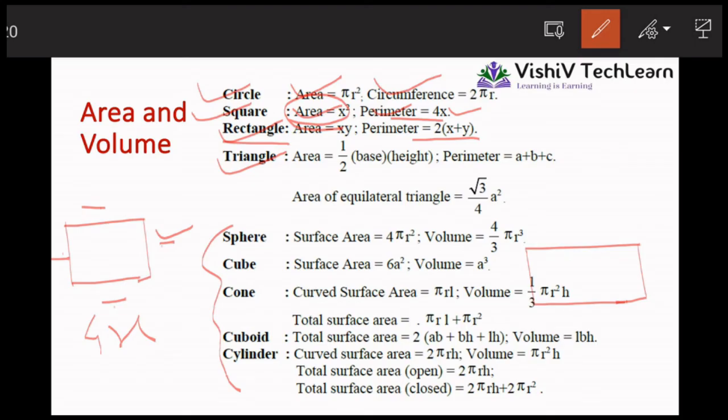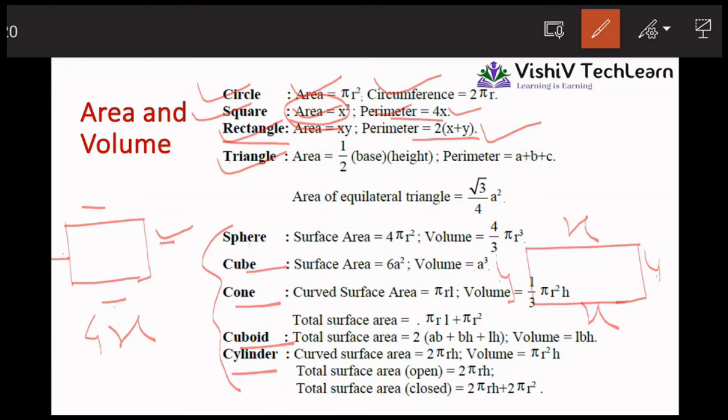A rectangle is somehow like a square itself, but it has two sides different. We can say here it is x and x, and here it is y and y. So 2x plus 2y gives 2(x plus y), where 2 we can take common. Similarly, triangle, then sphere, cube, cone, cuboid and cylinder. These are the different area and volume shapes.